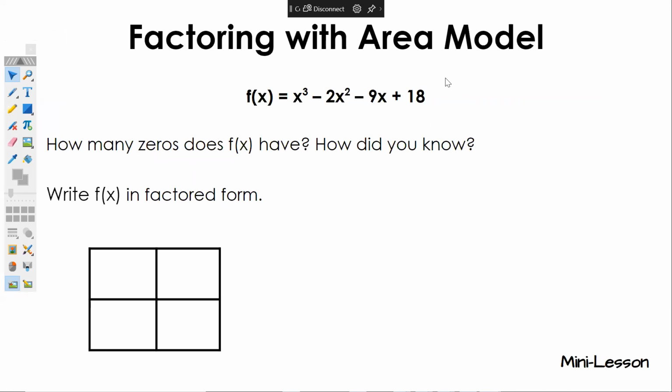Now, this is a little different from what we've seen in the past. This has 4 terms in it instead of 3. Okay, so it's a little bit different, but we can still do it kind of similar. I'm going to show you 2 different ways to do this today.